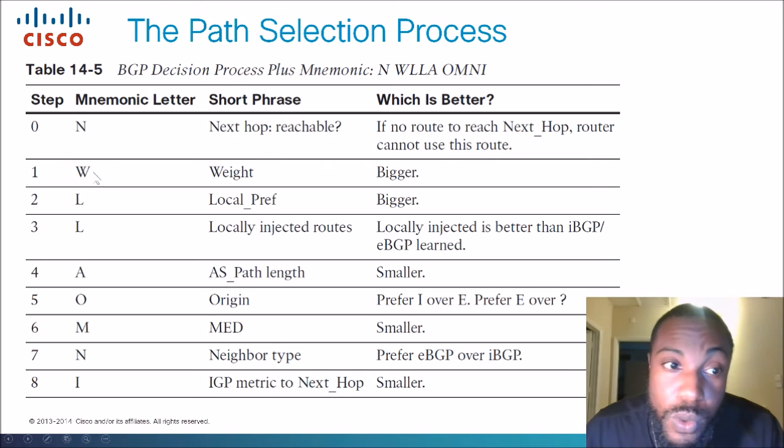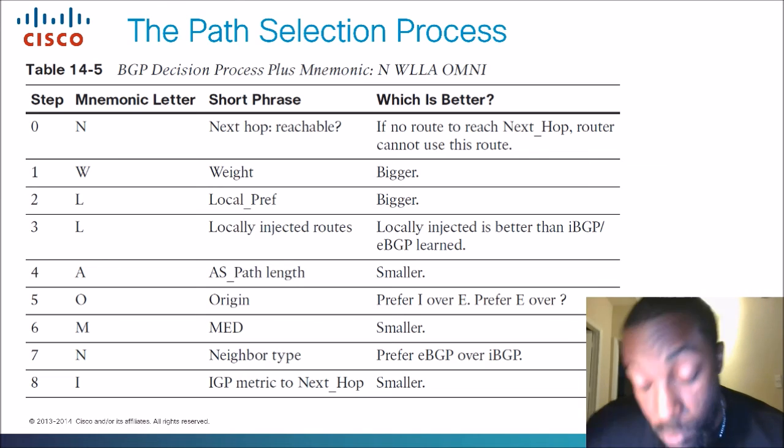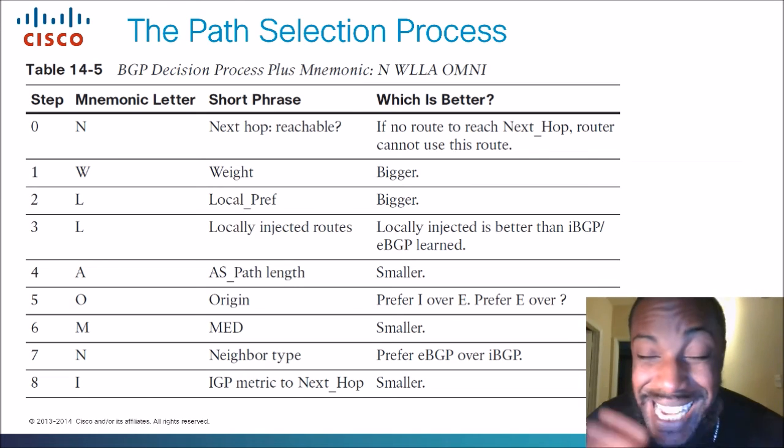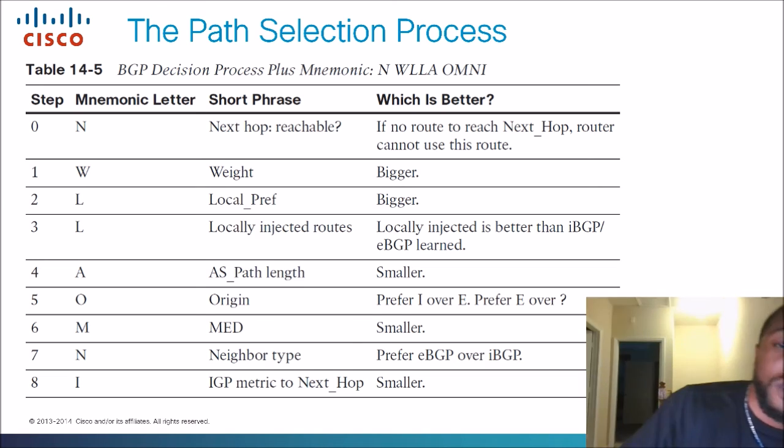Then we go to W, which stands for weight. I haven't talked about this, right? Weight is a Cisco proprietary feature. It's not really an attribute. However, Cisco routers use this number to figure out the best path. Whichever route has the highest weight, that's the path it's going to use. Cisco routers really use this. So it kind of is an attribute, it kind of is not an attribute. It's kind of confusing when it comes to this one right here.